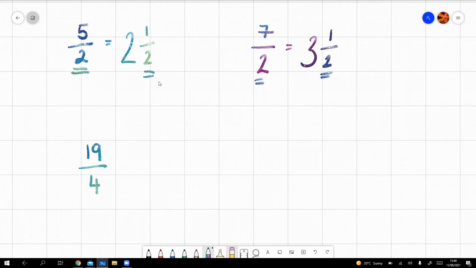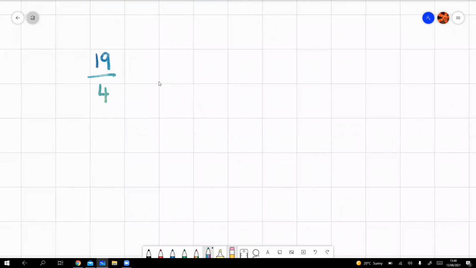19/4? Okay. How many 4's go into 19? Well, 4, 8, 12, 16. It's 4 whole ones, isn't it? And how many left over? Well, how many more to get from 16 to 19? It's 3/4. Okay, there we are.